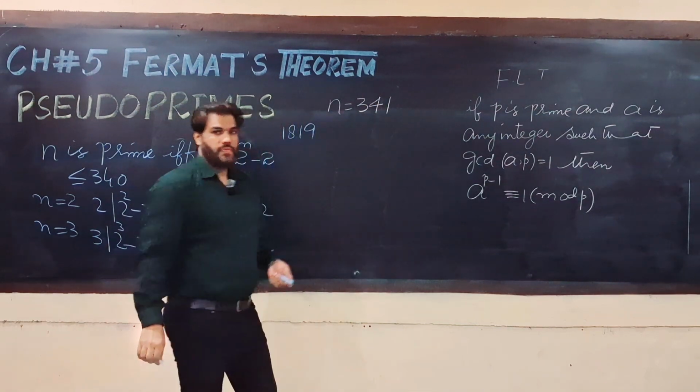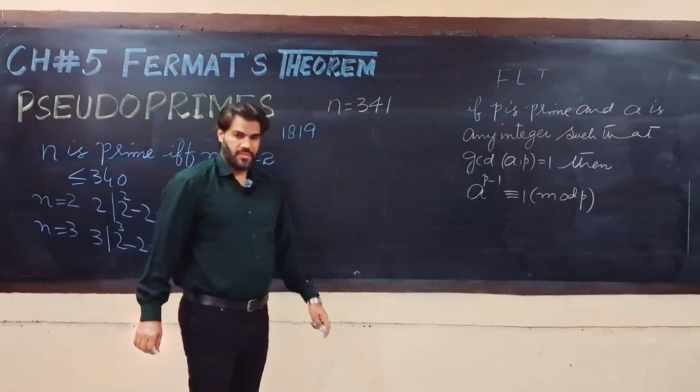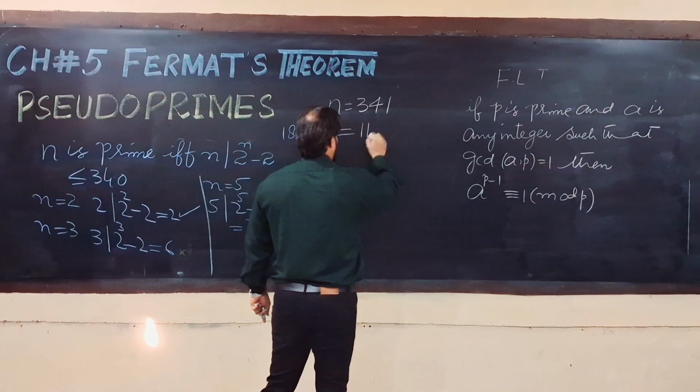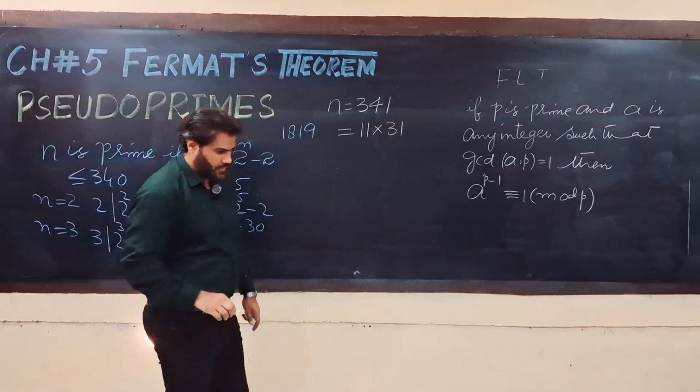This number fails their claim. You can notice that this number is not a prime number, this is a composite number. This is the product of two integers, 11 and 31. So it means this number is a composite number.